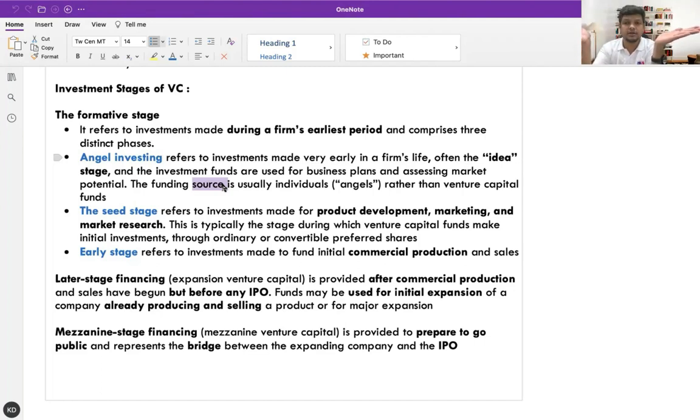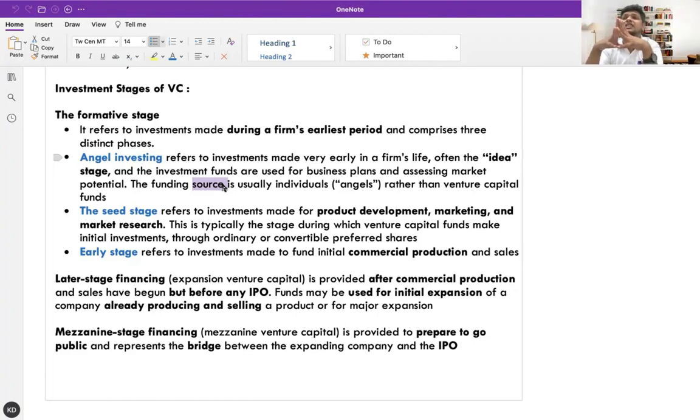Seed stage, because he materialized the idea into a product. Now, when people realize that this is a good car, they go for the orders. So let's say people ordered 1,000 cars. For that, I need to start production. For that stage, when I get money, it's called early stage. Clear? Now, what is my next target?